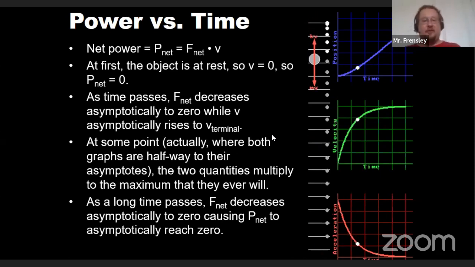And then, of course, after a long time, the net force is asymptotically reaching 0, which means that the power is asymptotically reaching 0 because power is force times velocity, right?